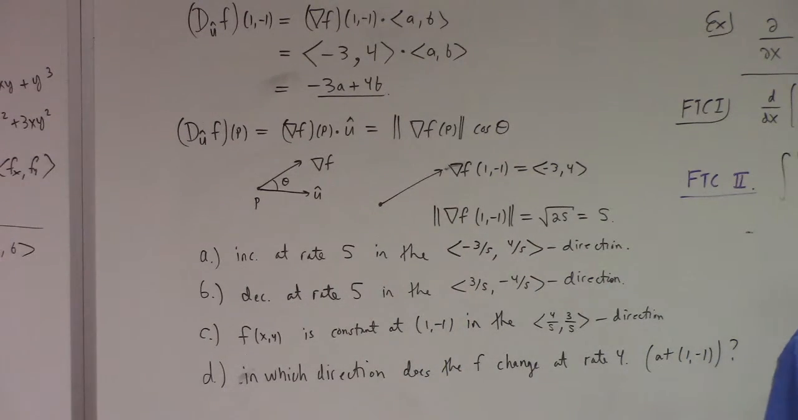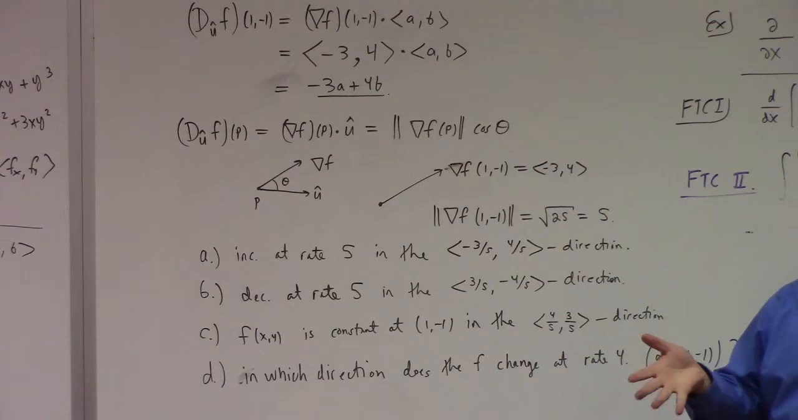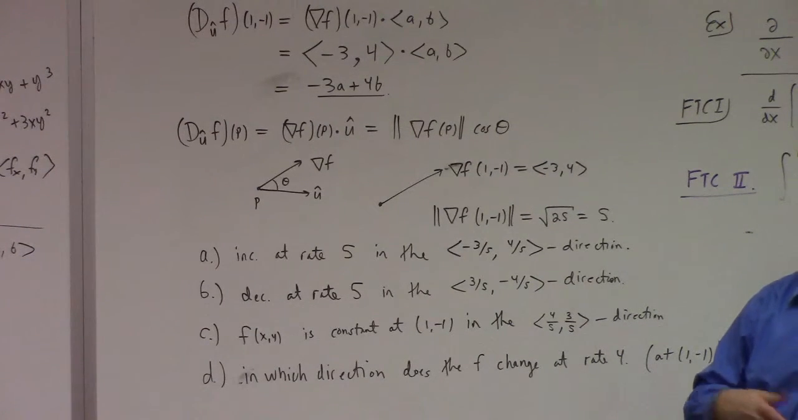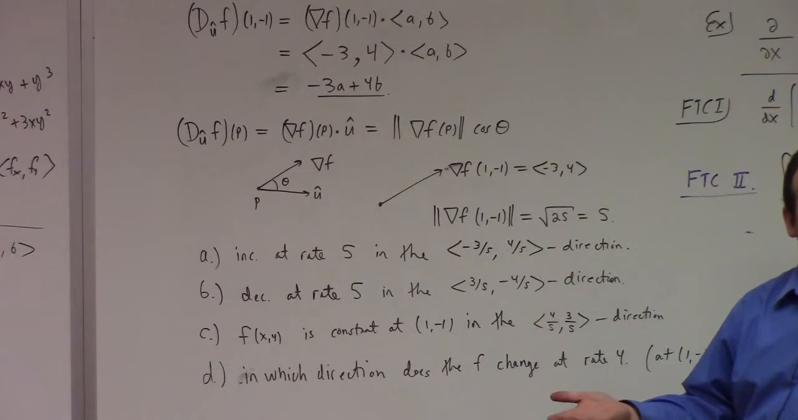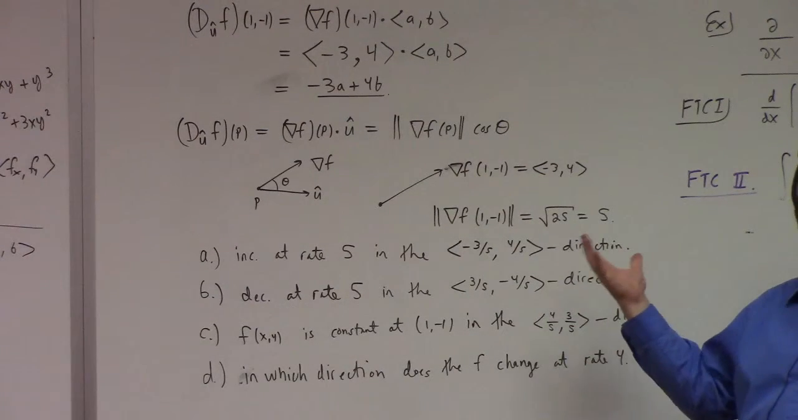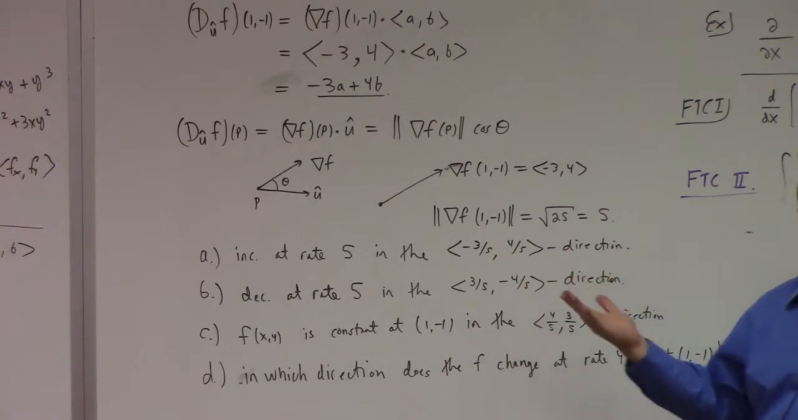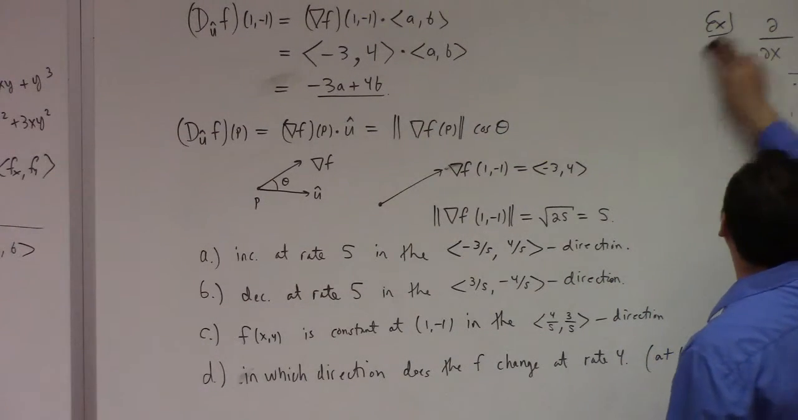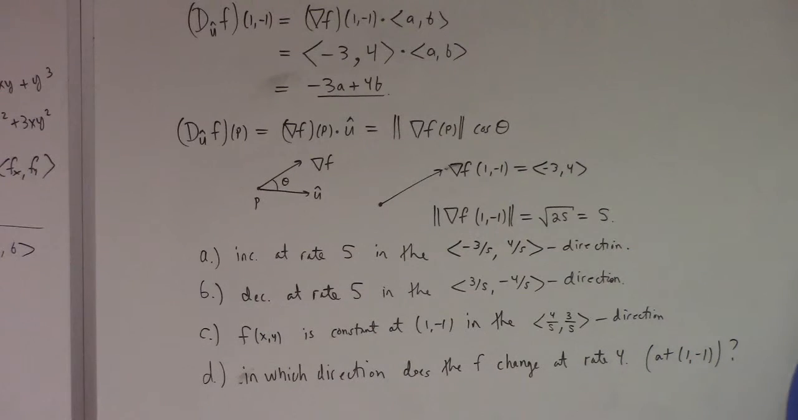Now, before we solve this one, there's an easier question I could ask, right? I could say, in which direction does the function change at rate 6? That's an easy question. It can't change at rate 6. The maximum rate of change that's allowed is given by the magnitude of the gradient vector. So if I asked you at which direction it was changing at rate 6, you'd be like, oh, fine. Aha, easy. It's impossible. There's no direction, right?